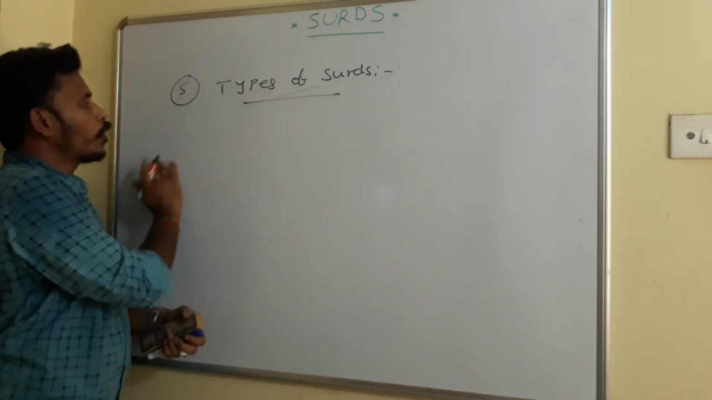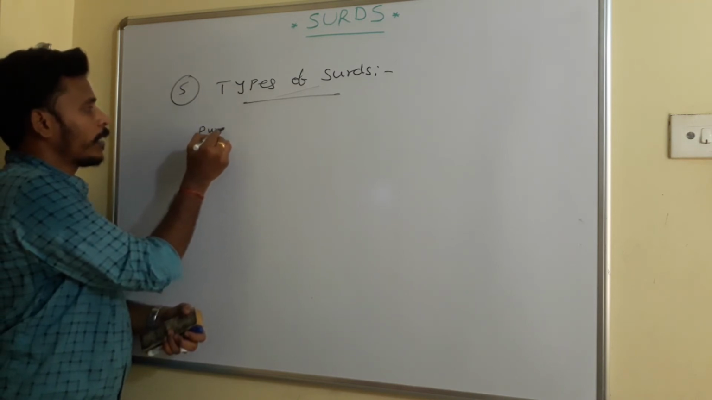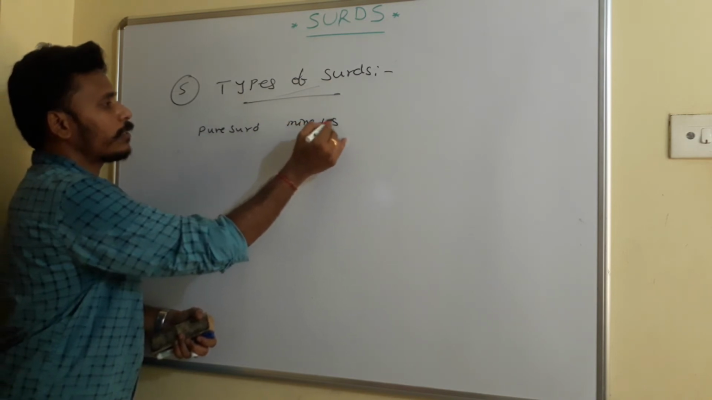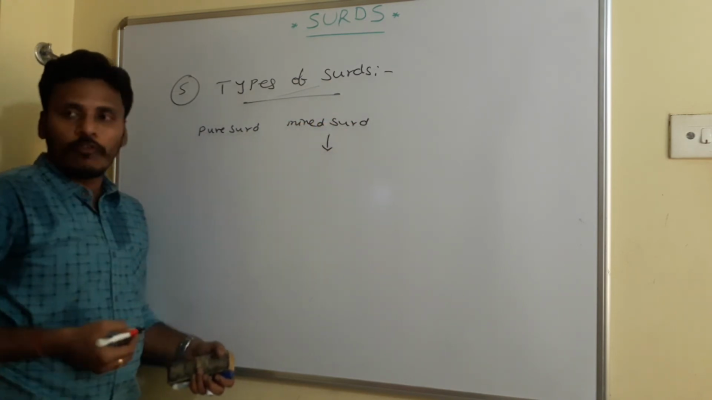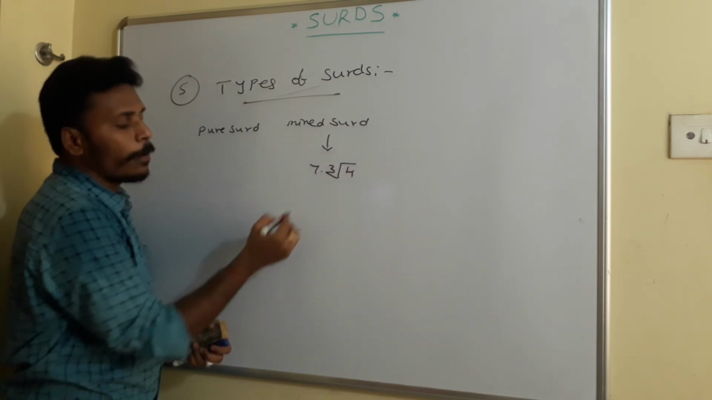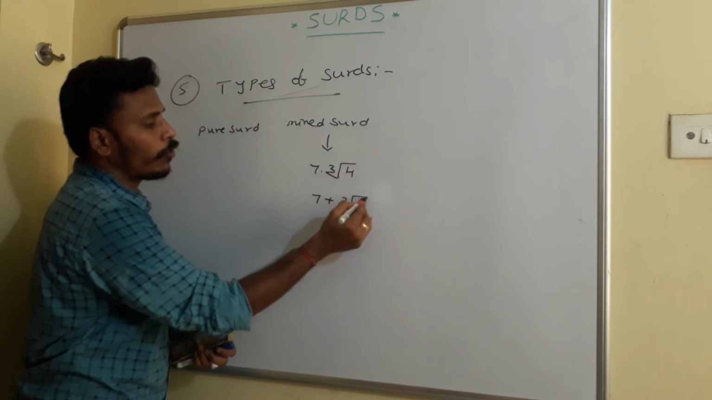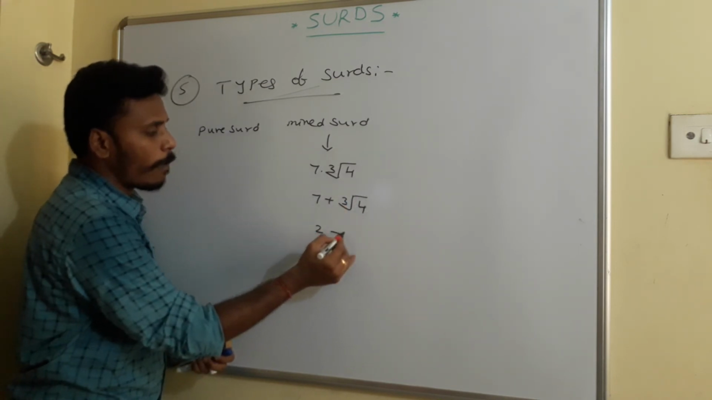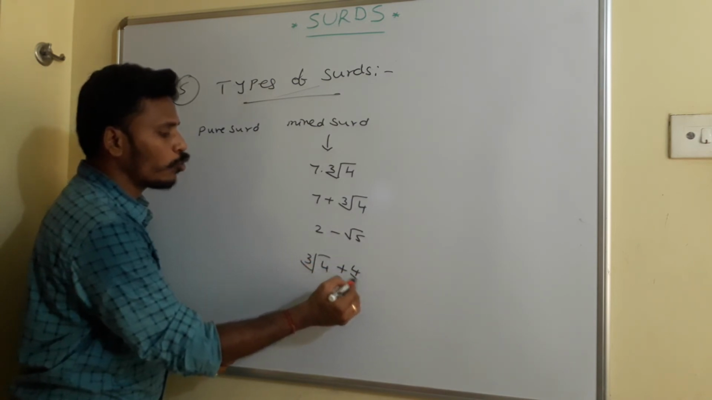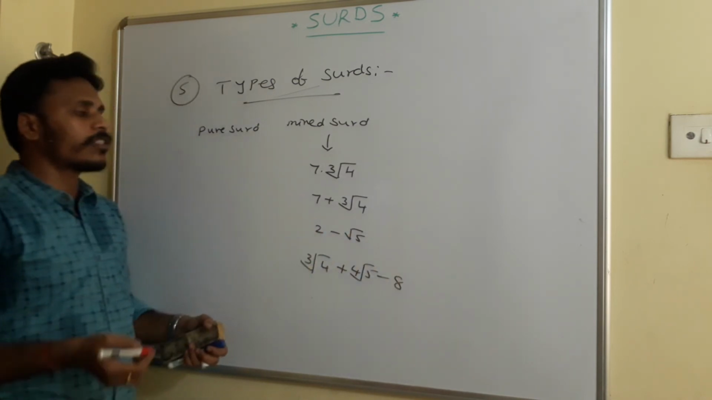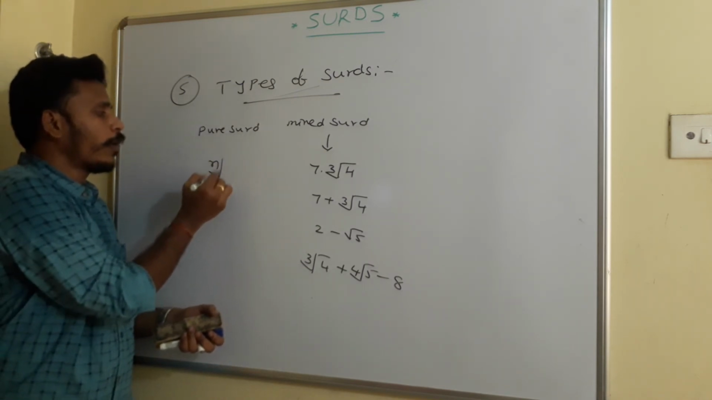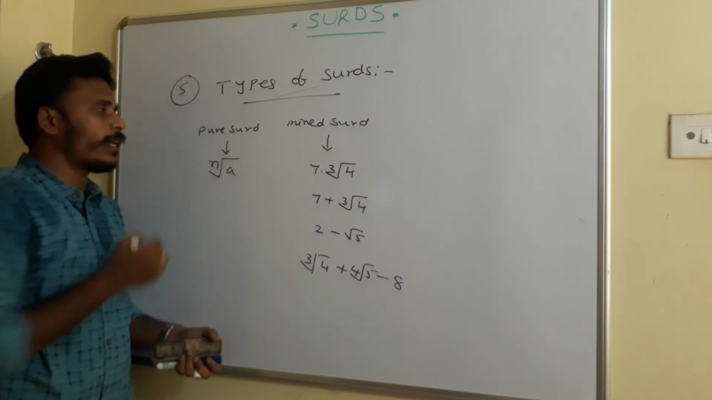See, basically I mentioned the pure surd or simple surd, and another one is the mixed surd. There are different types of mixed surds. I mentioned that 7 into cube root of 4 is a mixed surd. But if you write 7 plus cube root of 4, this is also a mixed surd. 2 minus root 5 is a mixed surd. Cube root of 4 plus fourth root of 5 minus 8 is a mixed surd. So mixed surds are not in the perfect form of nth root of a. If it is in the form nth root of a, we call it a pure surd.